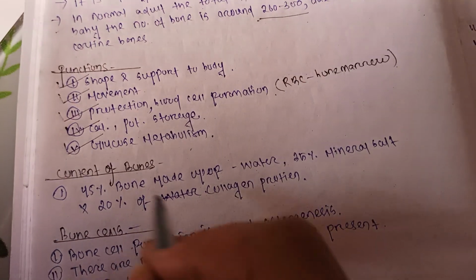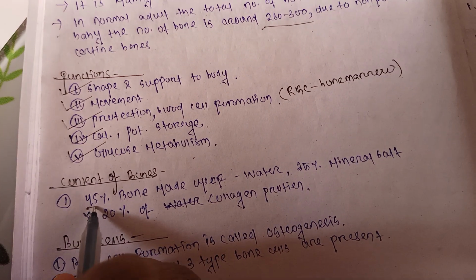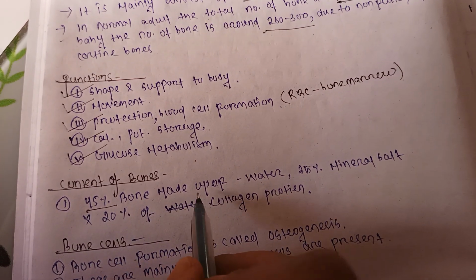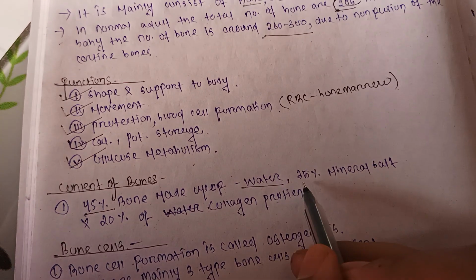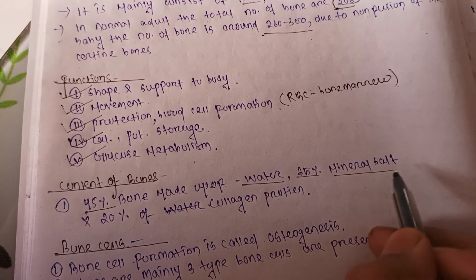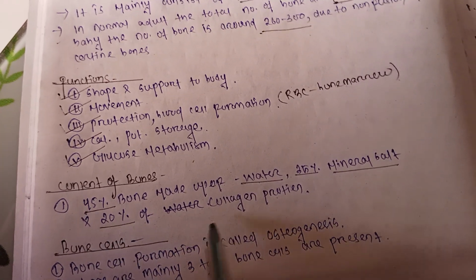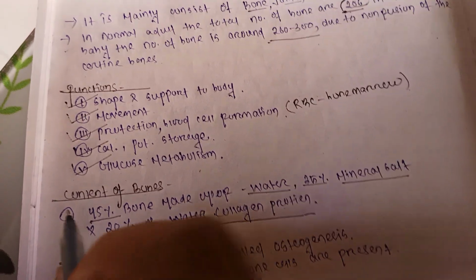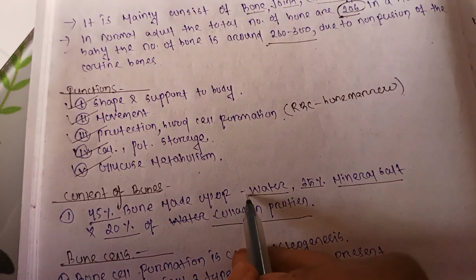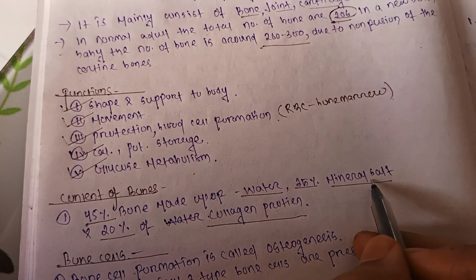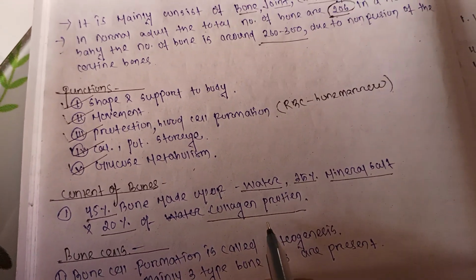What are the contents of the bone? The bone mainly consists of 45% water, 35% mineral salts and 20% collagen protein.